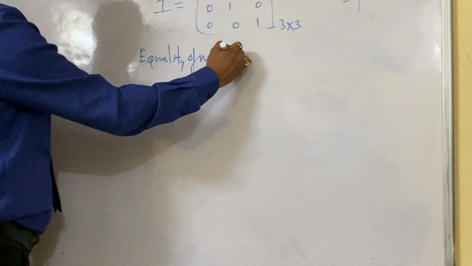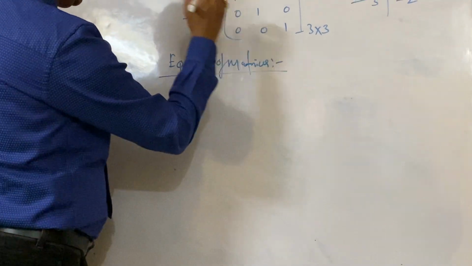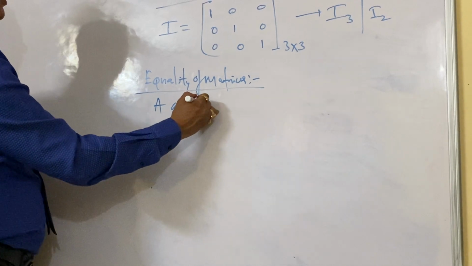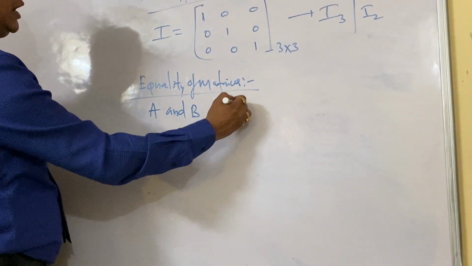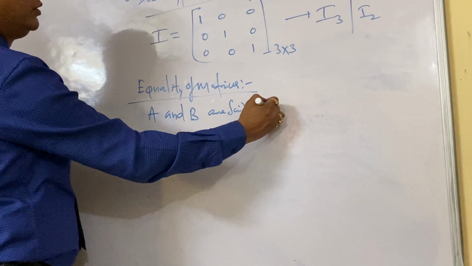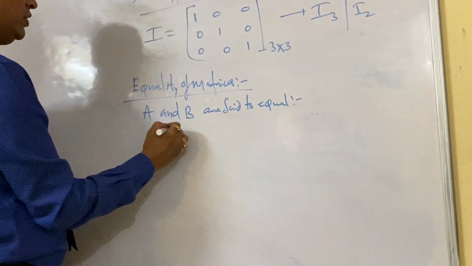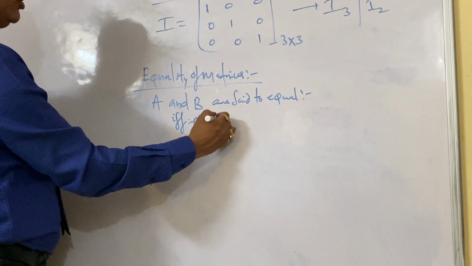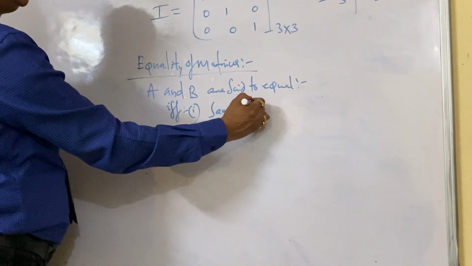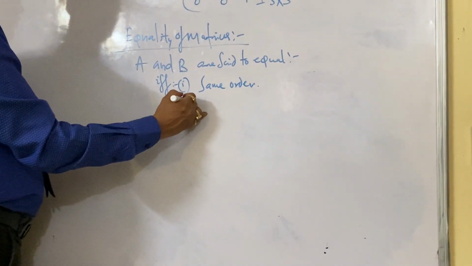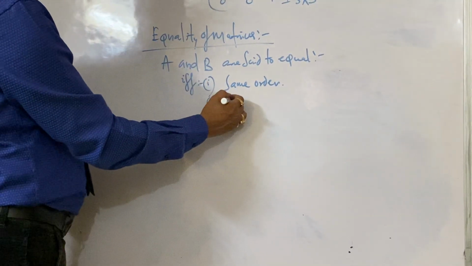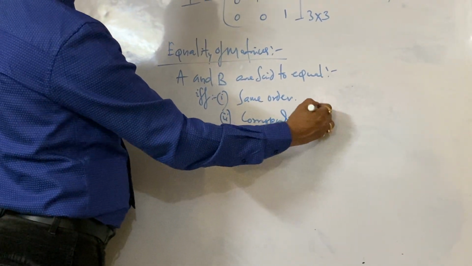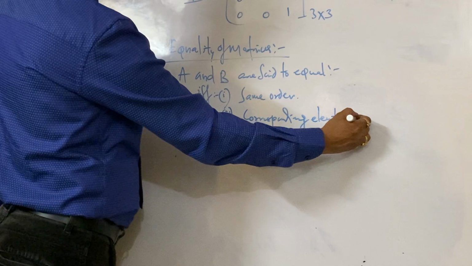Equality of matrices means two matrices A and B are said to be equal under two conditions. Number 1, they must have the same order. And number 2, the corresponding elements are equal.